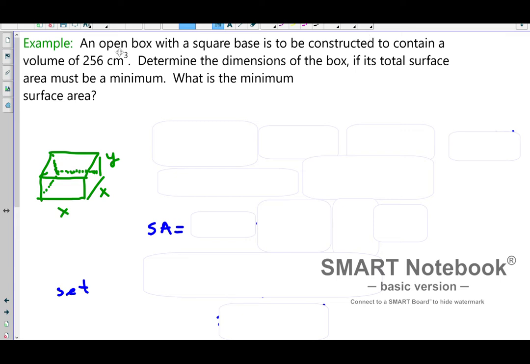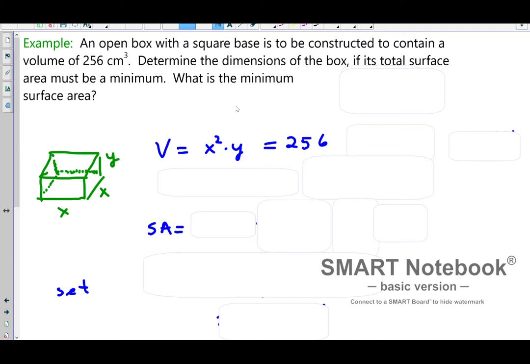We're supposed to create an open box with a square base, with a volume of 256 cubic centimeters. So volume has to be 256. What is the volume of this box? X times X times Y, so X squared Y. That's given to us, and that must equal 256. So in this situation, notice the volume is given. In the last few problems, it was not, right? In the last few problems, the dimensions, length plus girth, something like that was given. Okay, so volume is given.